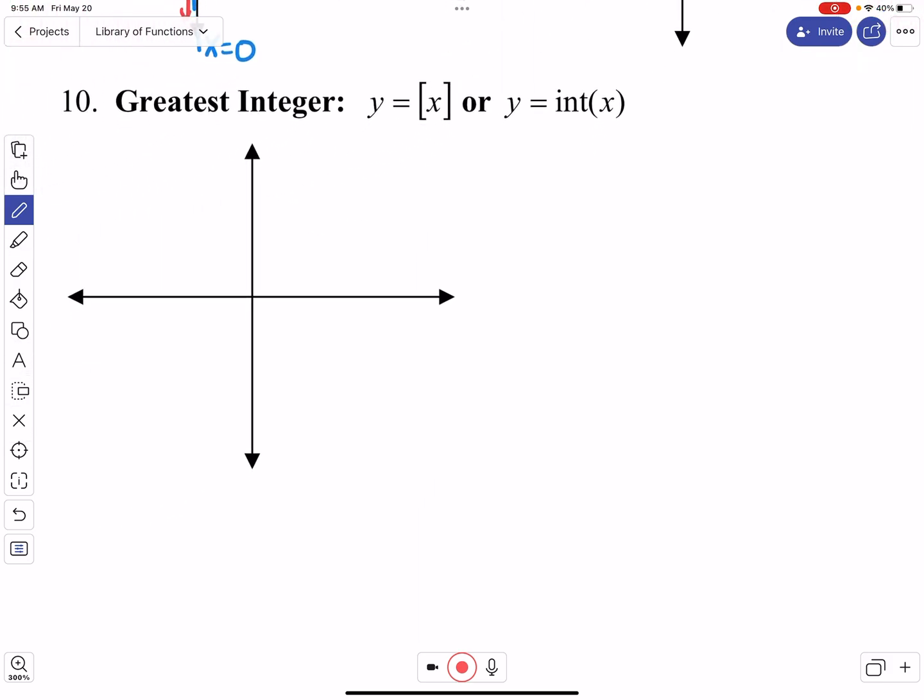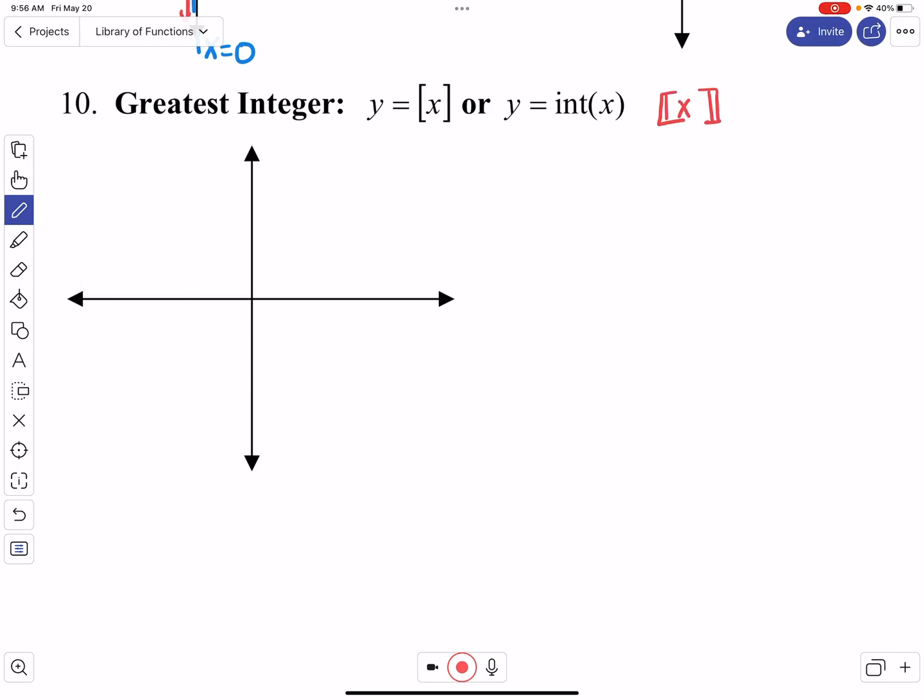Okay, the last one is called the greatest integer graph. So it can be written, you may see it with brackets around the x, or y equals the int of x. Another way that you may also see it is like that, okay? So let me show you the graph first, and then we'll talk about what exactly this means. So I always like to start on the origin. So I'm going to have a point at 0, 0, and I'm going to have a hole at 1, 0.